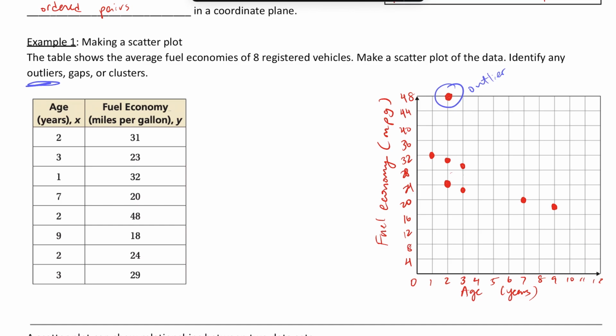Next, a gap. A gap in the data is pretty self-explanatory. It is when you see a large gap between any data sets. So I would say here is a gap of the data. And then a cluster is where there's a bunch of points kind of grouped together. So I would label this as a cluster. So that is outliers, gaps, and clusters.